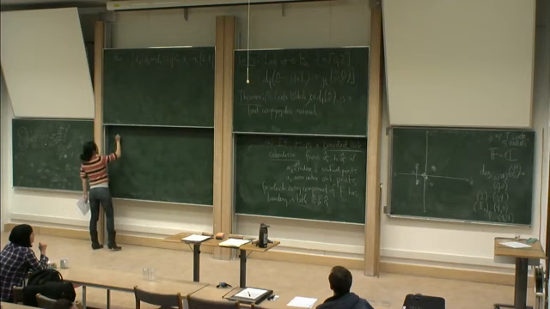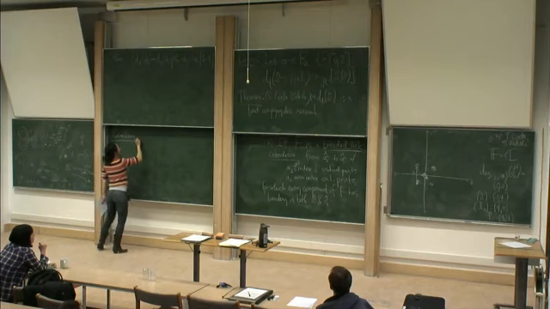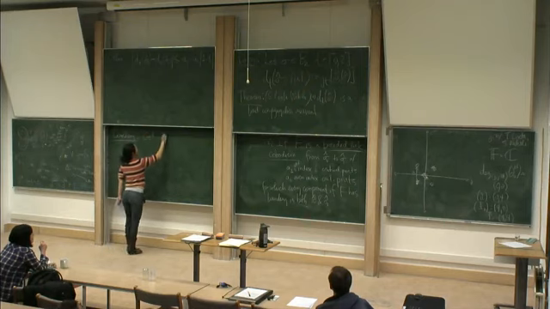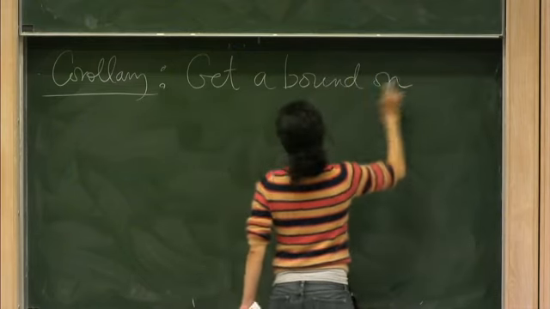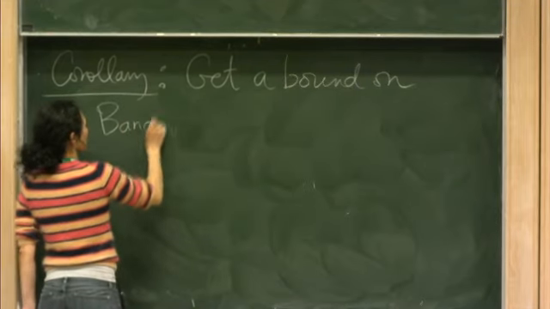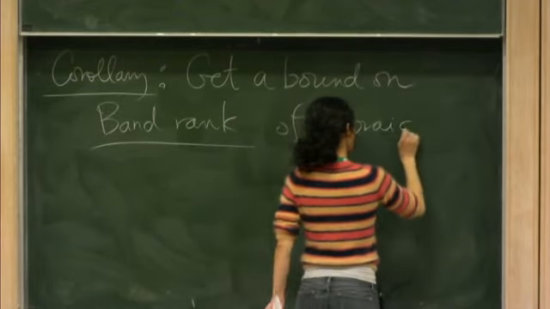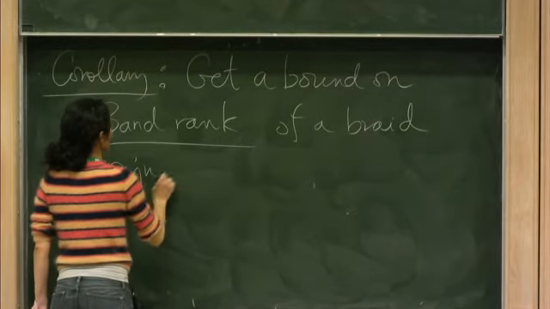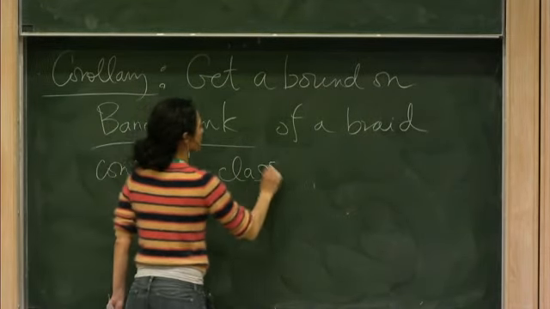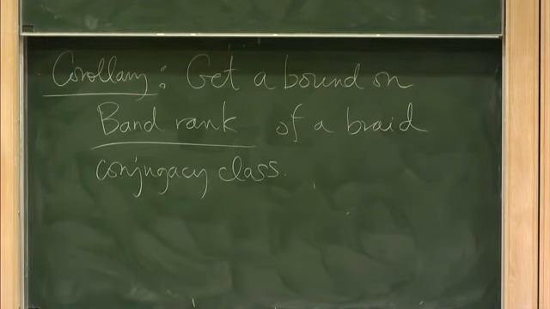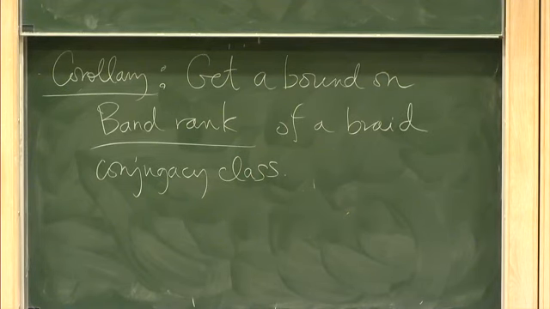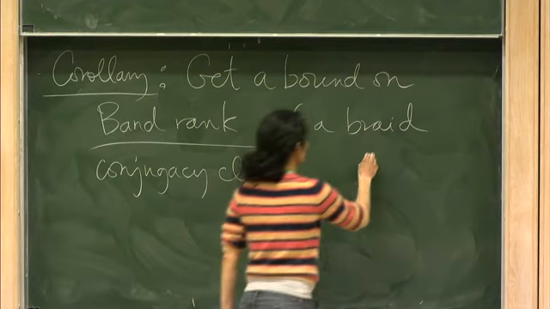Okay. So the corollary here is that we get a bound on the so-called band rank of a braid conjugacy class. So what's the band rank? Well, if you looked at the first problem from the exercises, a band is just a conjugate of an elementary Artin generator. So, for example, it looks like this.